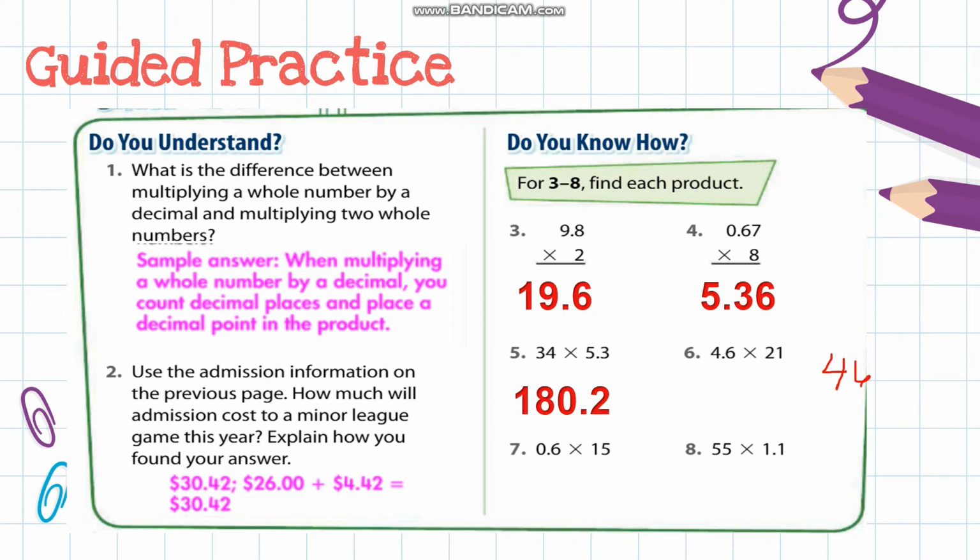Another, 4.46 means 46 multiplied by 21. 1 times 6 is 6, 1 times 4 is 4. Then put 0. 2 times 6 is 12, regroup 1. 4 times 2 is 8, plus 1 is 9.